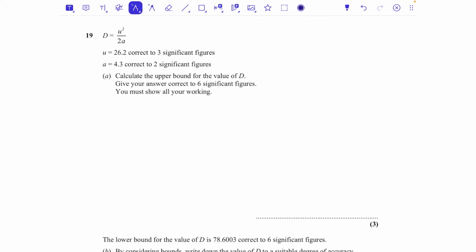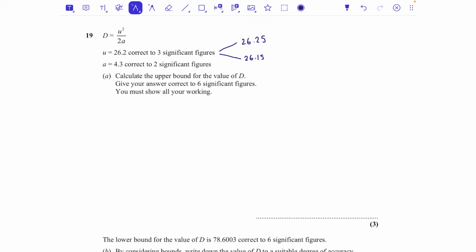So we're told that D is u squared divided by 2a. u is 26.2, correct to 3 significant figures, and a is 4.3, correct to 2 significant figures. Now, when they say correct to 3 significant figures or what have you, they're saying we've rounded it to that measure. There is a biggest and a smallest, an upper and a lower bound that it could have been beforehand. So if it's been rounded to 26.2, the smallest it could have been was 26.15, and the biggest it could have been is 26.25.